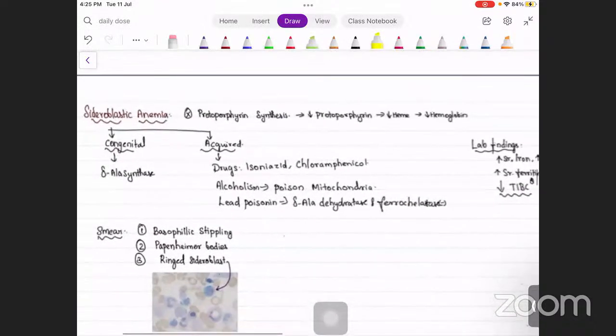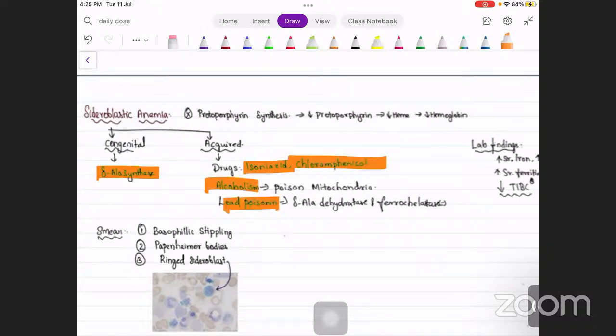Then protoporphyrin deficiency could result in sideroblastic anemia. So lack of protoporphyrin, lack of hemoglobin. So congenital defect is delta ALA synthase, while acquired is due to drugs such as isoniazid, chloramphenicol, alcoholism, and lead poisoning.